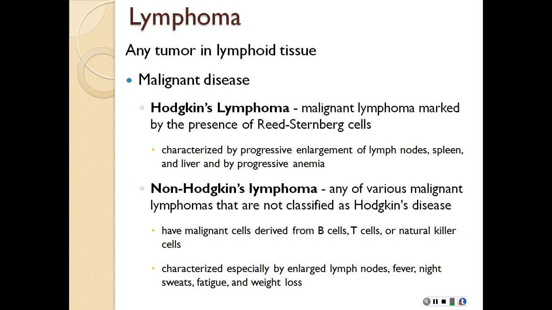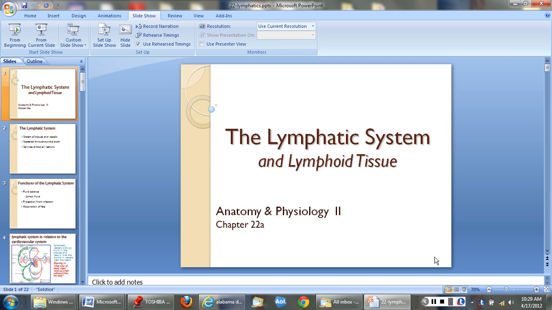The difference between the two, some people think, well, Hodgkin's is cancerous, non-Hodgkin's is not. They're both malignant. The main difference is in Hodgkin's lymphoma, there are a special type of cells present called Reed-Sternberg cells, but they are both malignant. Okay. That is it.